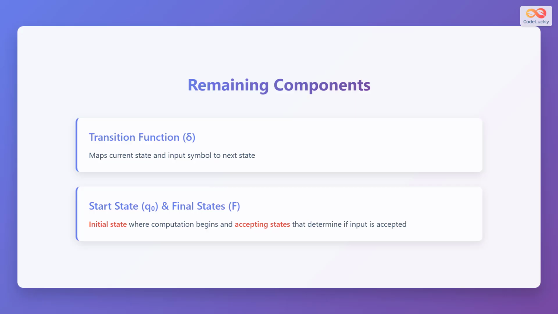The last two components are the start state, denoted as Q0, and the set of final states, denoted as F. The start state is the initial state where the computation begins. The final states, also known as accepting states, determine whether the input is considered accepted by the automaton. If the automaton ends in a final state after processing the entire input, then the input is accepted. Otherwise, it is rejected. Initial state and accepting states are highlighted here.